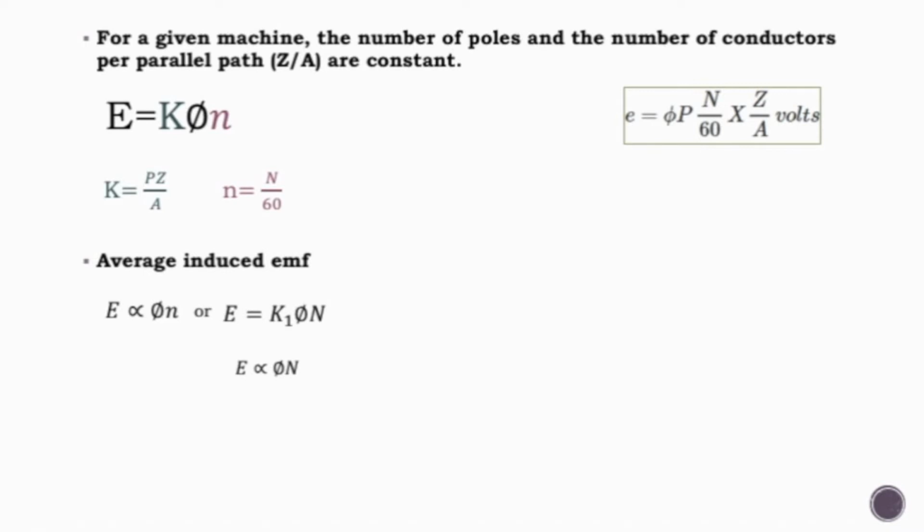Therefore, the average induced EMF is directly proportional to the flux produced by each pole and the speed of the armature. There are also some questions and answers for the DC generator.